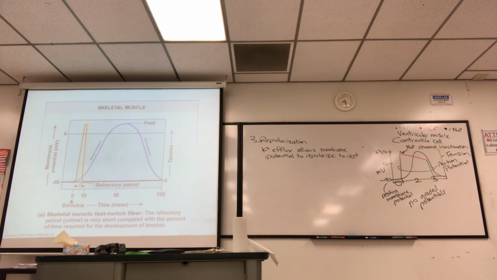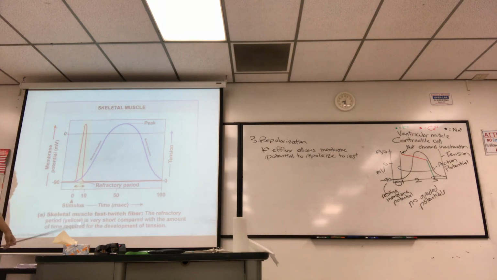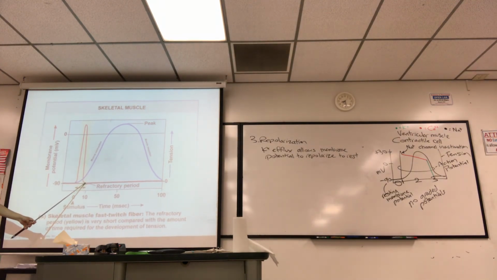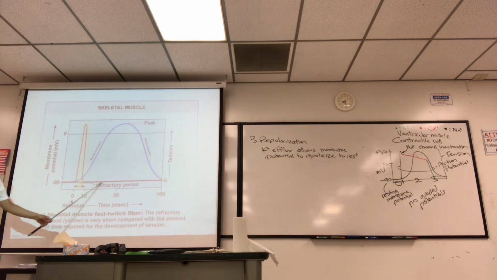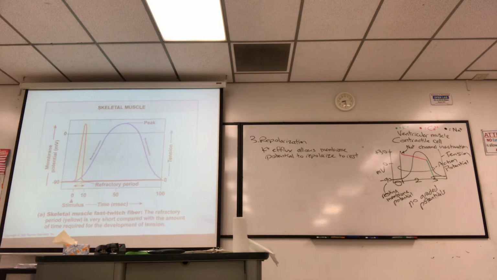And the blue line is the tension curve. Okay? And look at the time here. From time 0, the action potential is just the first 10 milliseconds. But the twitch is about 100. Okay? And the muscle twitch is not how muscle works. I want to remind you of that. The muscle twitch is a lab phenomenon.